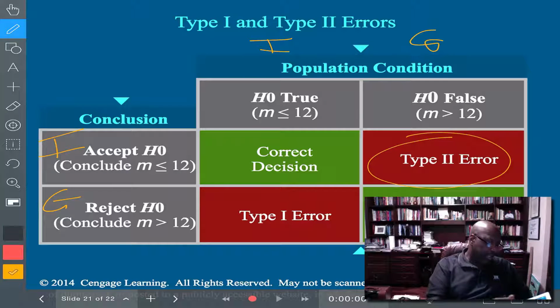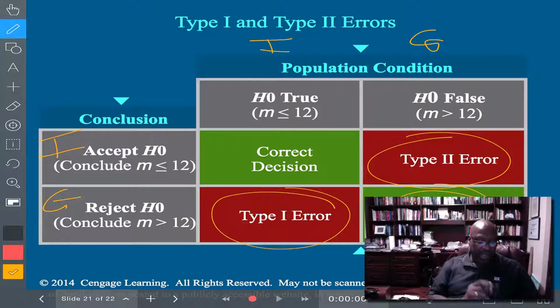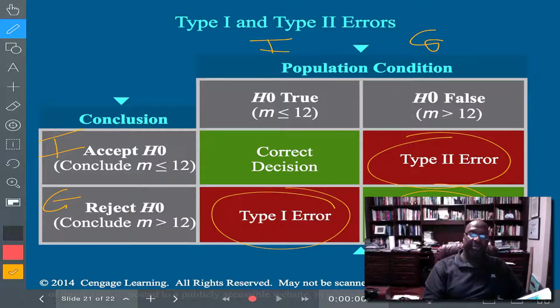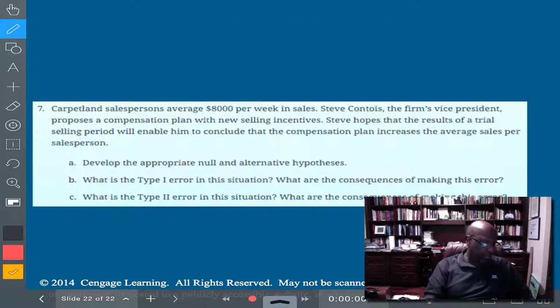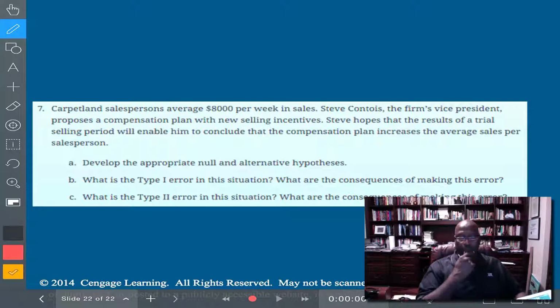If they are innocent but we find them guilty, we rejected a null hypothesis when it is true, which is a type 1 error. And then if they're guilty and we conclude that they're guilty, then we've made the correct decision. All right. So that is the summary of the errors in this case.